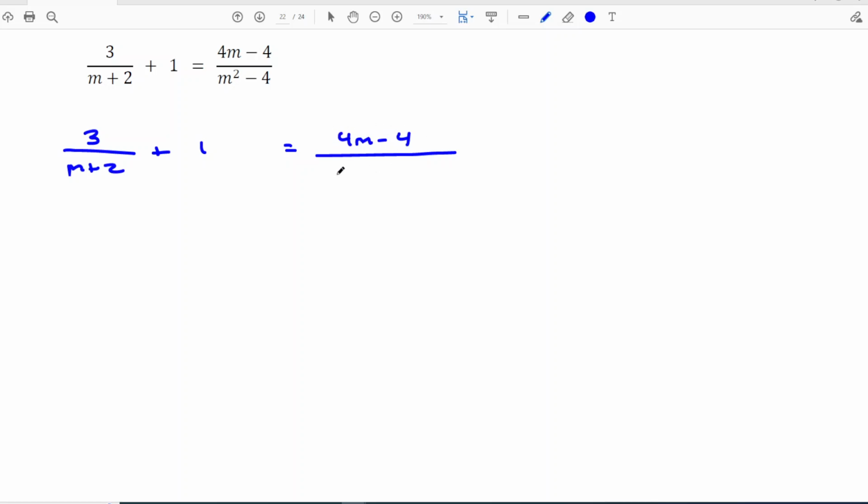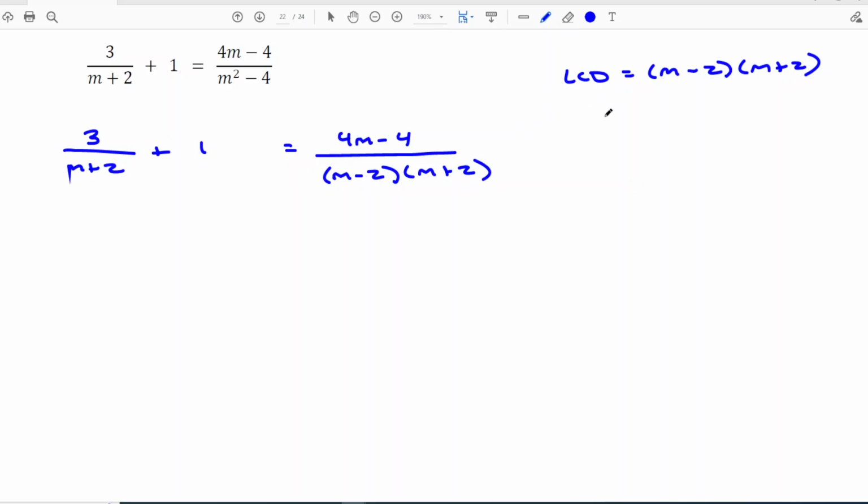So just leave it. My denominator will factor to m minus 2, m plus 2. All right, then I figure out what's my lowest common denominator. Well, it's going to be that m minus 2, m plus 2. Then you've got two choices. Multiply every term by m minus 2, m plus 2, or create that common denominator of m minus 2, m plus 2. Totally up to you.